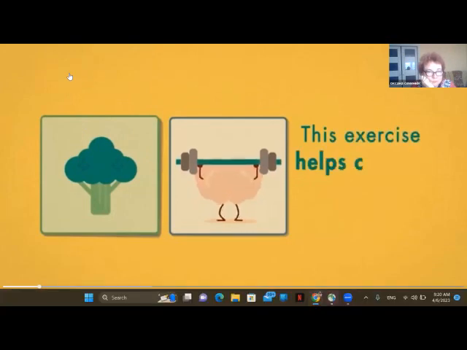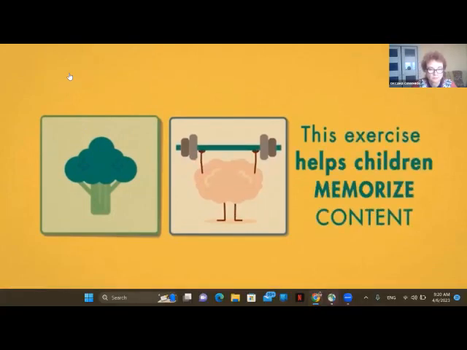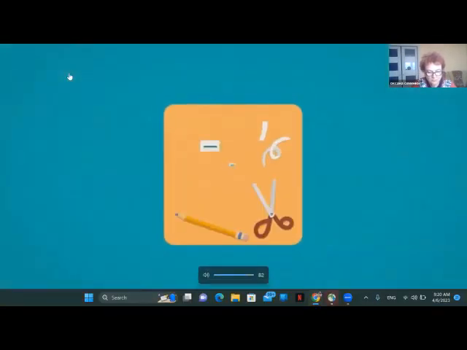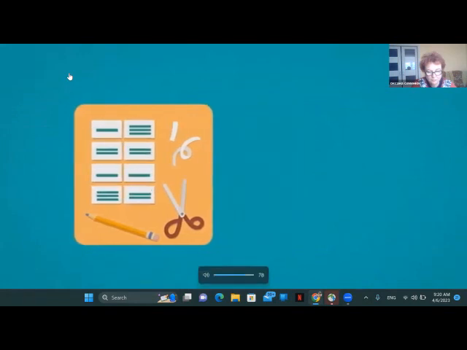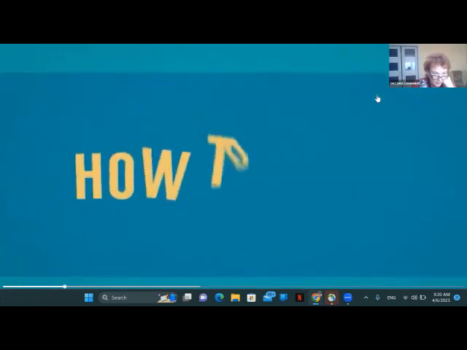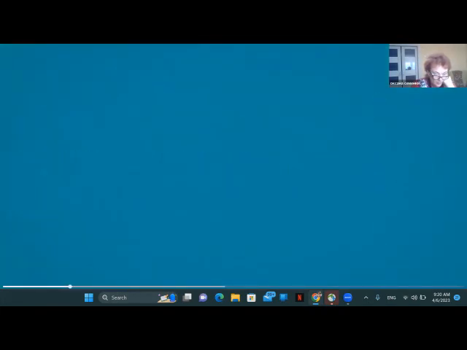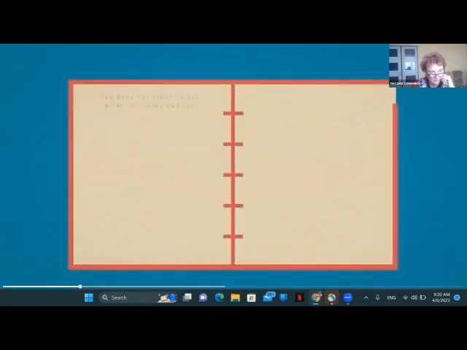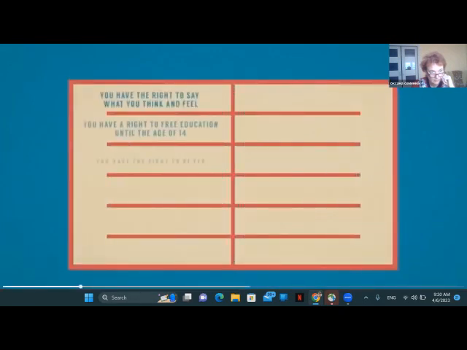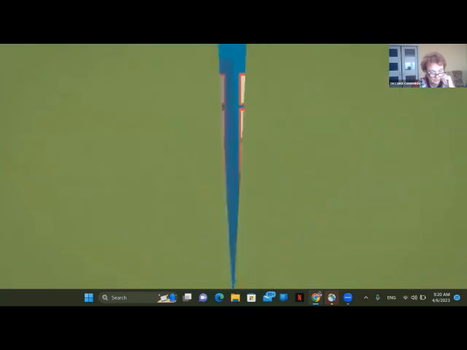This exercise helps children memorize content through playing a simple card game that is cheap and easy to make. The game also helps players to improve their powers of concentration. In the first example, we'll look at a set of cards that teachers and children can use to help them learn the concept of rights and responsibilities. To start, you'll need to make a set of cards made up of pairs.